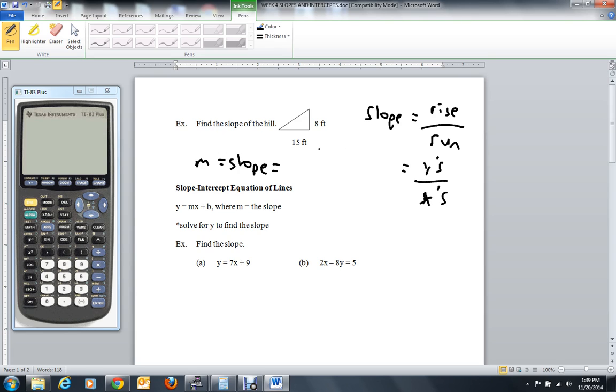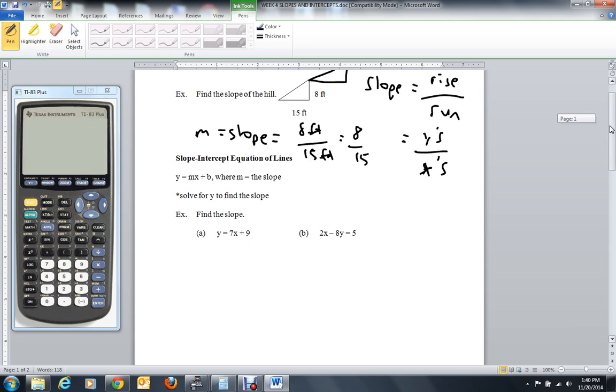So if I ask you to find the slope of this hill, all you're going to use is rise over run. So what's the rise? It's 8 feet. And what's the horizontal run? 15 feet. Which means it's 8 over 15. That means for every 15 feet that it moves horizontally, it goes up 8 feet. So if I were to go 15 feet that way, it'd go up 8 feet that way. 15 feet, 8 feet. And your line would be connected that way.